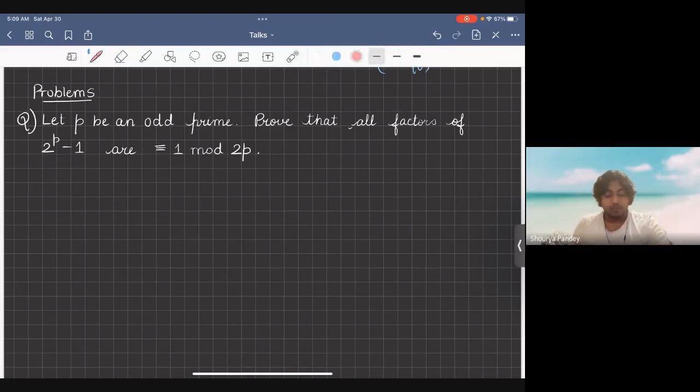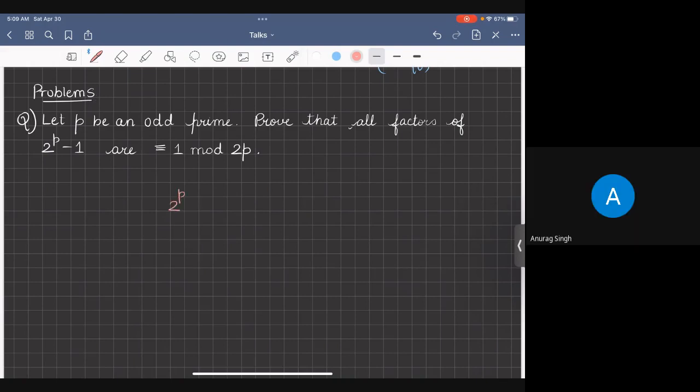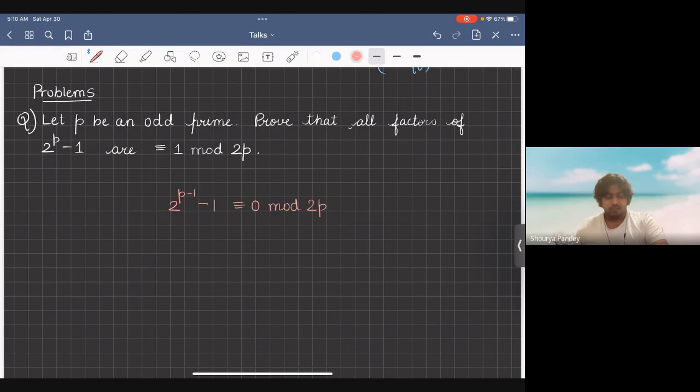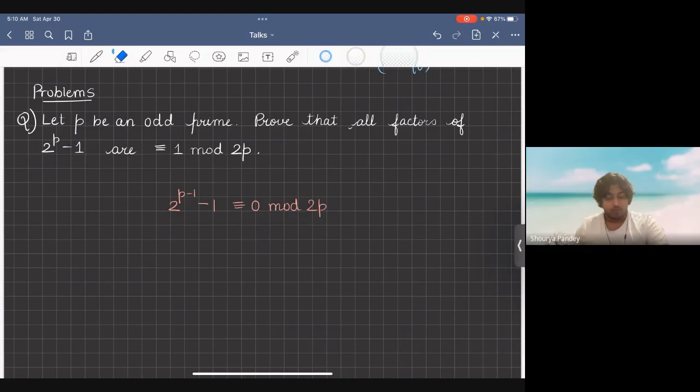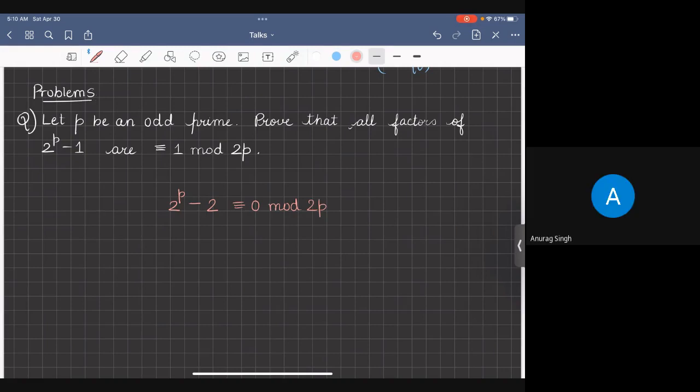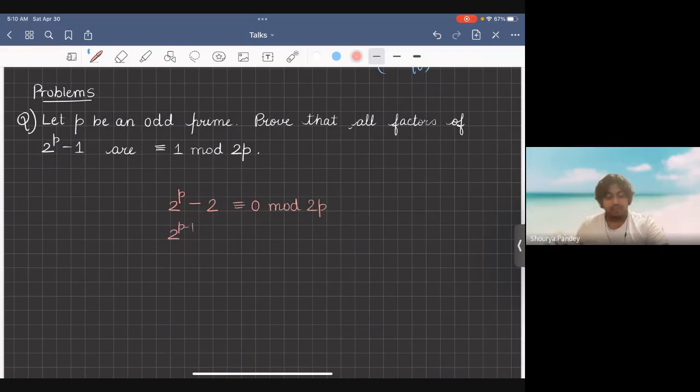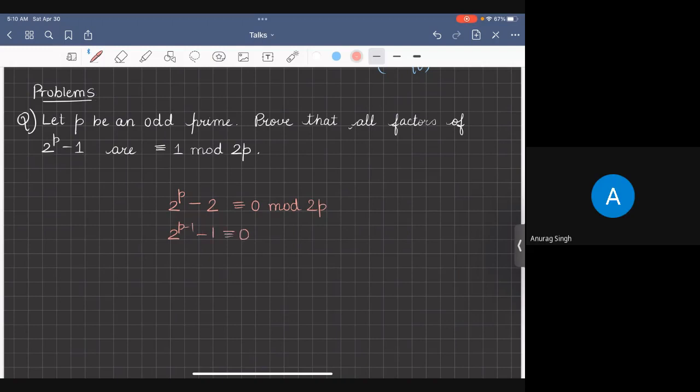Wait, sorry, could you say that once more? Like we have 2 to the p minus 1 is congruent to 0 mod 2p. Are you saying this? I mean, this is not true. Multiplied by 2, the left hand side must be multiplied by 2. So we get that 2 to the p minus 1 is divisible by the prime p, which makes sense by Fermat's little theorem.